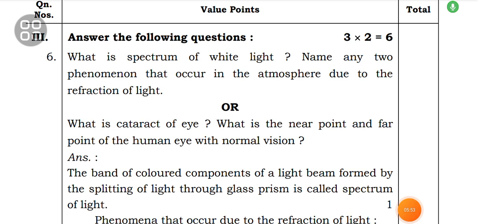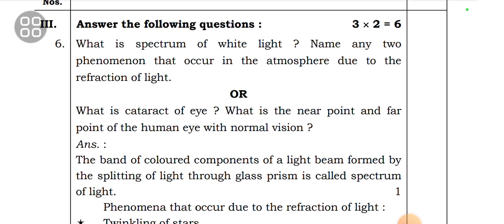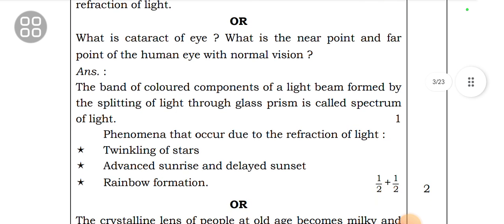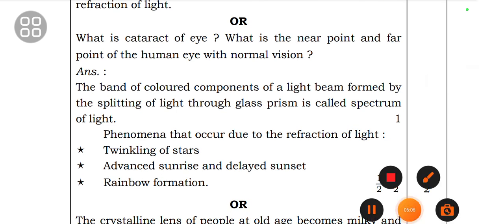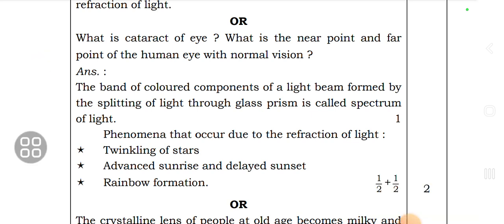These questions are for 2 marks each. 3 questions have been asked in the physics section. What is spectrum? And there is an OR option also. Does this also come under the OR section? This question will come under the OR section. The question number will be the same as above.